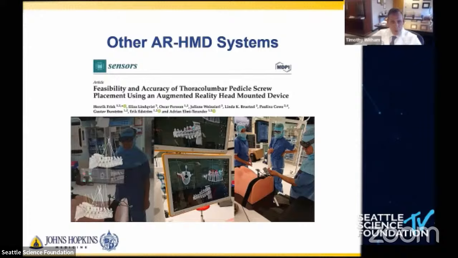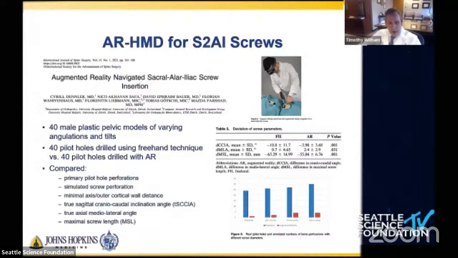Again, the group out of France has looked at the use, or excuse me, out of Switzerland again, I don't want to confuse those two, the use of the HoloLens for placement of S2 AI screws, and have demonstrated a very low perforation rate when they use this in a sawbones model. And this is interesting because this is something that I've been interested in using the AR for with the X-Vision. I'll show you some of our data on that as well.